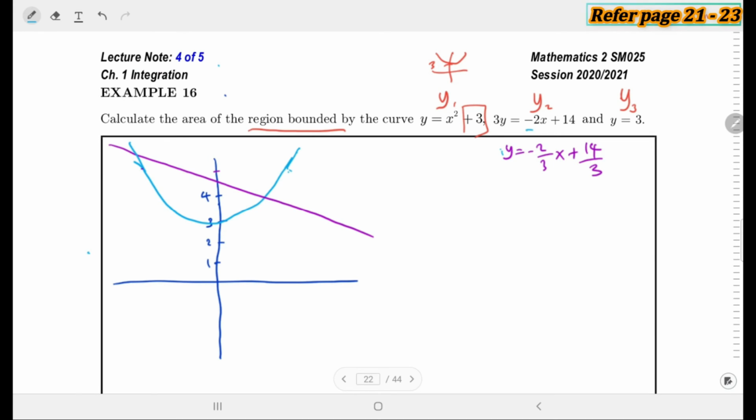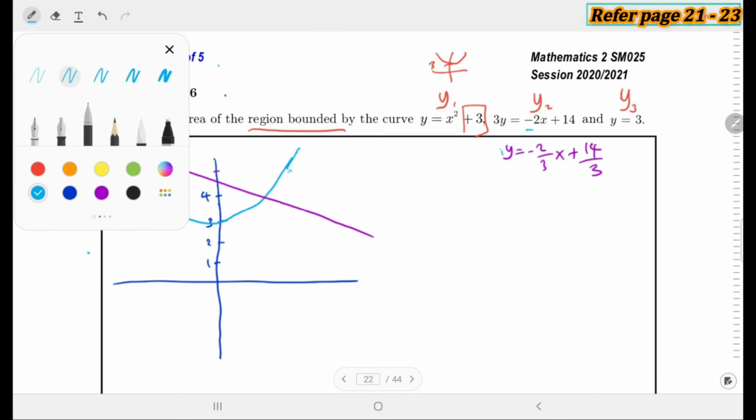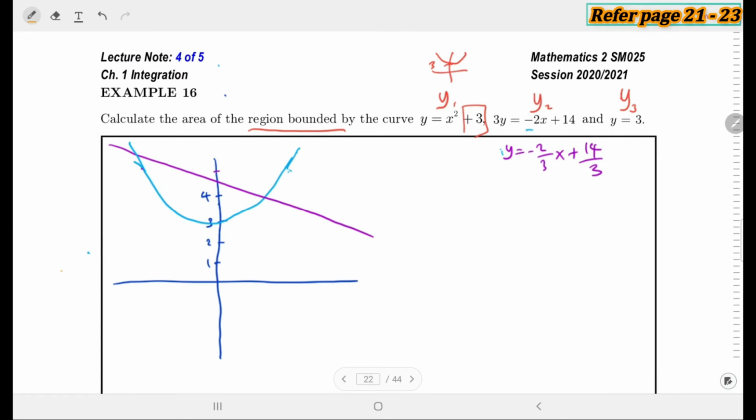The last one is y equals 3. Take orange. So this is y equals 3. This one is 3y equals negative 2x plus 14, while this one is the quadratic, y equals x squared plus 3. So now, where would be the area of the region located? Try to guess. Is it here? I think here, because it looks nice to be there. Is it correct? Or is it here?